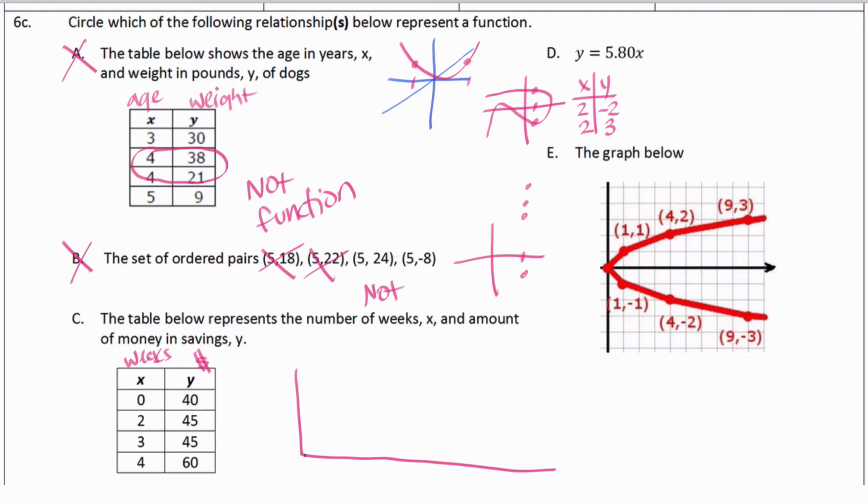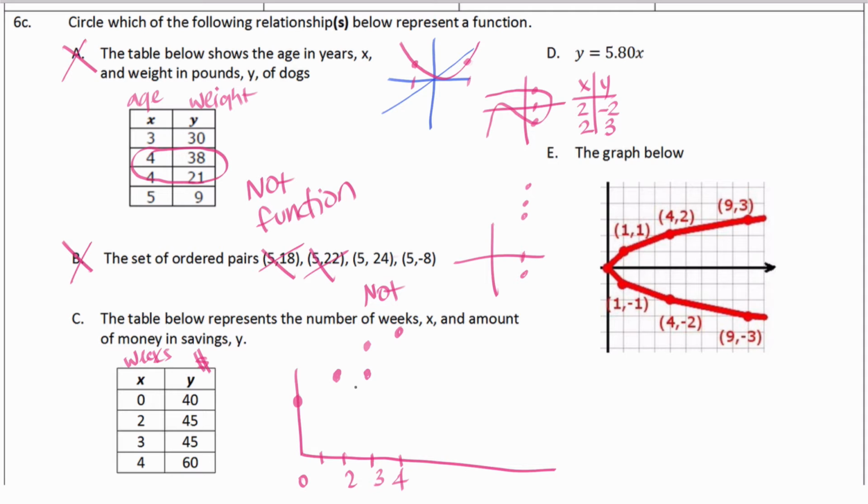Because at 0 weeks, I start with $40. 2 weeks later, I increased my amount of money to $45. 3 weeks later, well, I still have 45. 4 weeks later, I have 60. Well, that's not breaking any of our rules of functions. Every input, every x value, 0, 2, 3, and 4, has a unique output. If 3 weeks had 2 different amounts of money, that wouldn't make any sense, would it? I can't have 2 different amounts of money in my bank account at the same time.